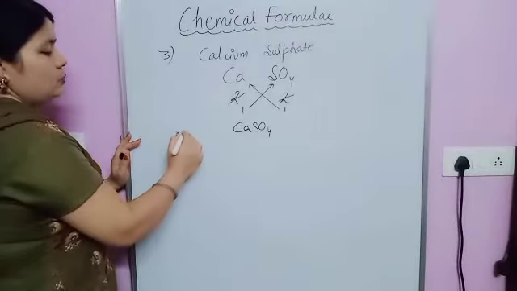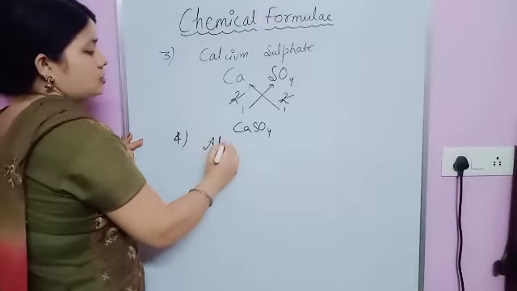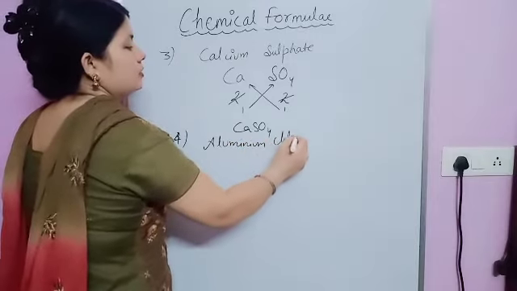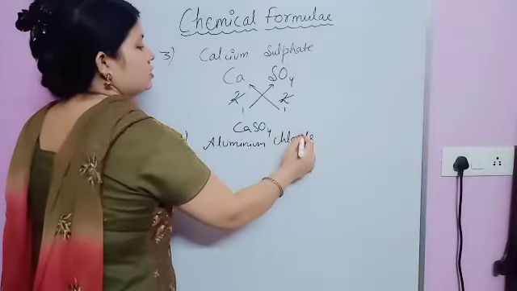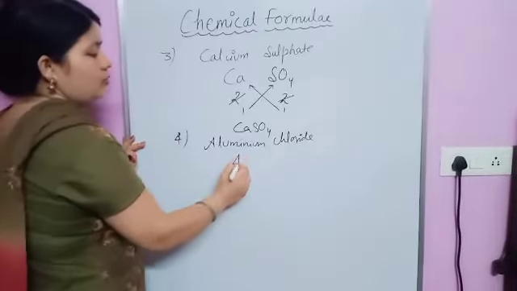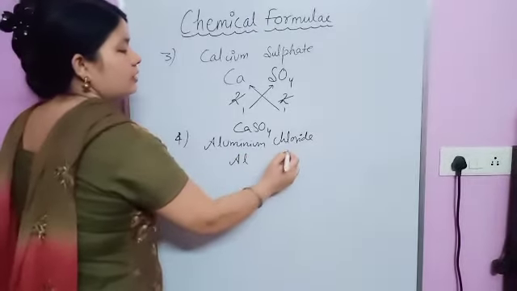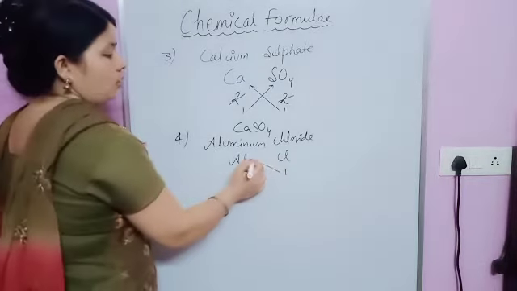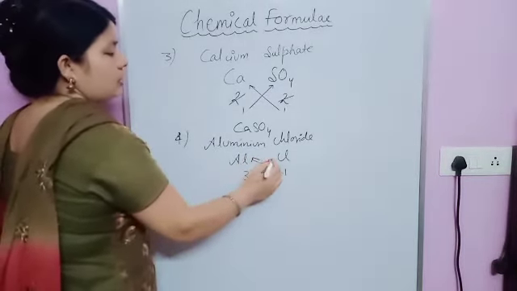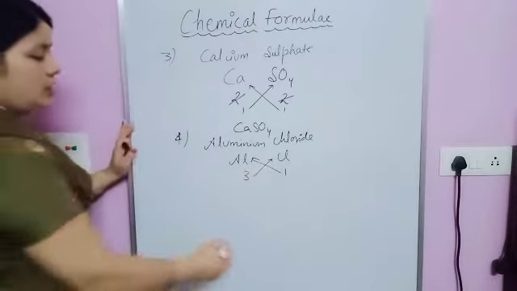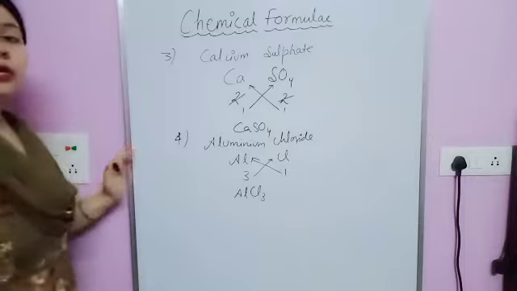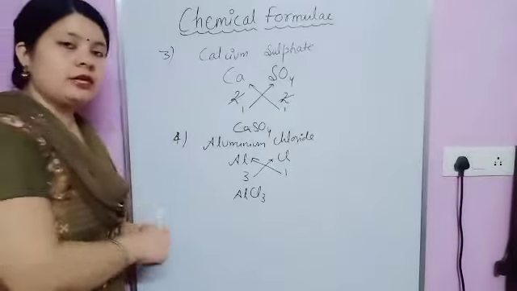Another one we have, suppose, is aluminium chloride. Aluminium is Al, chloride is Cl. Aluminium is 3, chloride is 1. 1 goes along with this, and this one goes with Cl. The formula becomes AlCl3. Now just see, this is how you can write a formula.